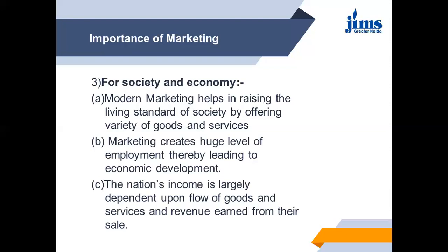Then a macro level point I have written here is that the nation's income is largely dependent upon the flow of goods and services and revenue earned from their sale. Of course, this is a circular and unending flow of goods and services. Goods and services are produced, they are sold, for which some money is paid. With that money, the companies grow, produce more goods and services, and these are further sold, thereby creating an unending flow of goods and services for running the nation's economy.